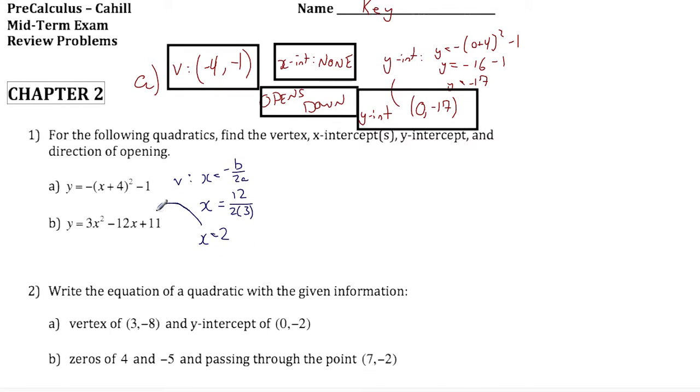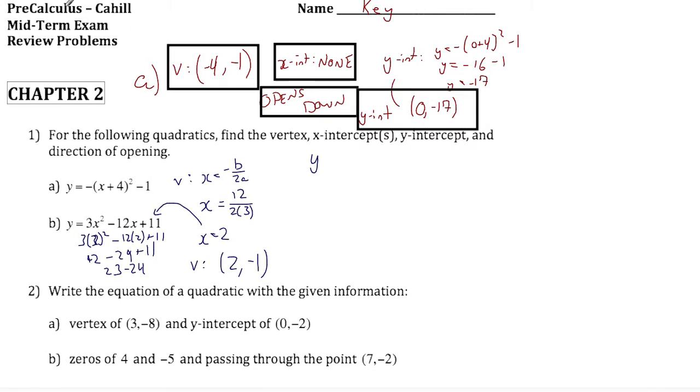Knowing that x is equal to 2, we plug that back into here. So we get 3 times 2 squared minus 12 times 2 plus 11. 2 squared is 4. 3 times 4 is 12 minus 24 plus 11. This is going to give me 23 minus 24. That gives me that the vertex is at 2, -1. The x-intercepts are where y is 0.